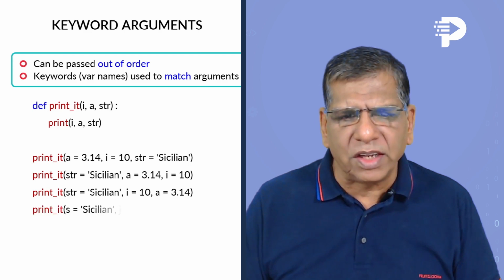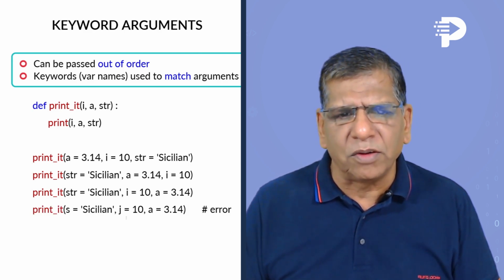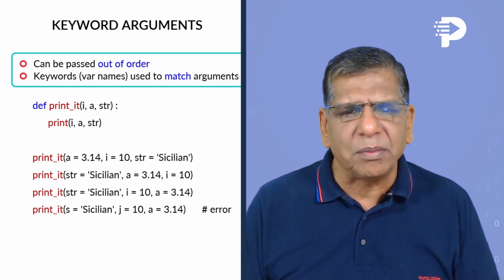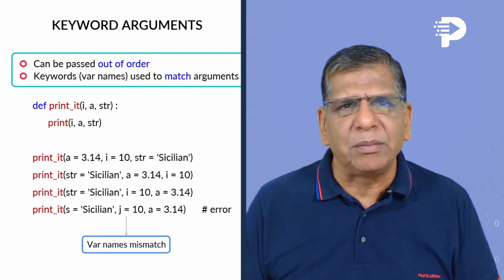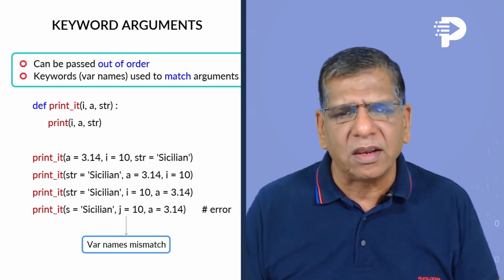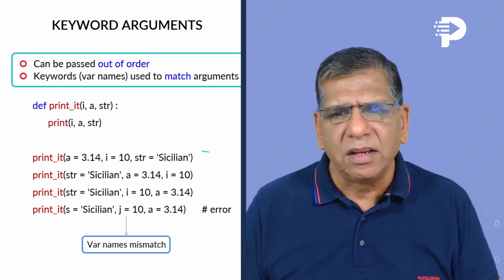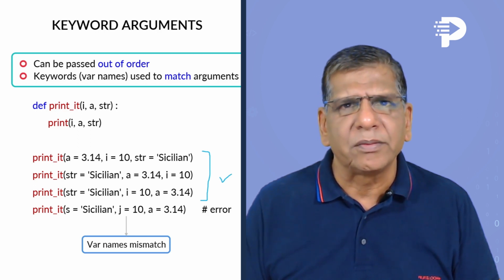However, if I try to say S equal to Sicilian, J equal to 10 and A equal to 3.14, that's going to be a problem, because variable names cannot mismatch if I am trying to make use of keyword based arguments for a function call. So that's going to certainly result in an error. Whereas these 3, as we said, would work perfectly okay.